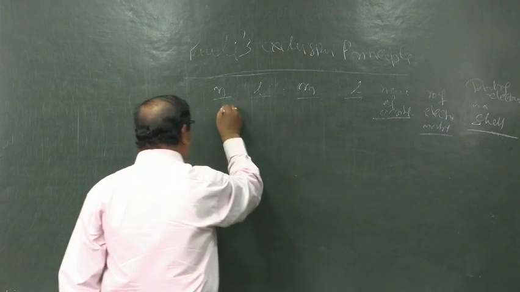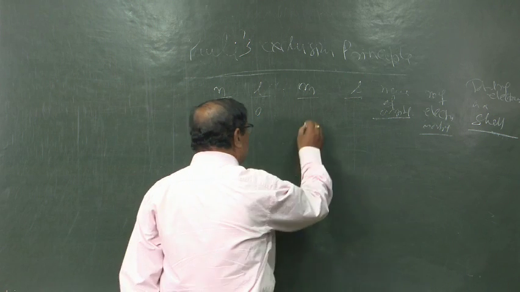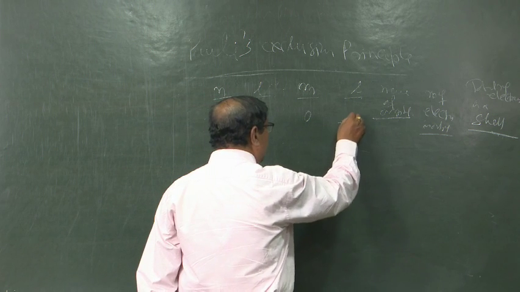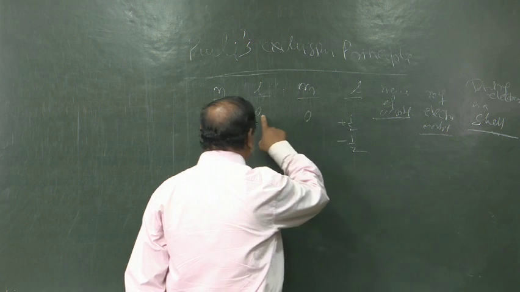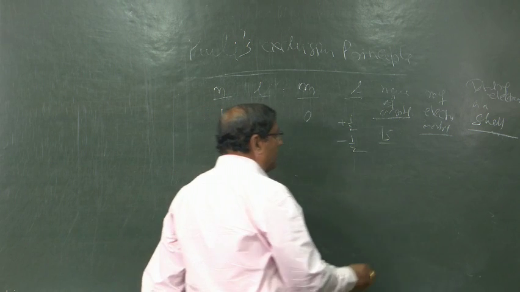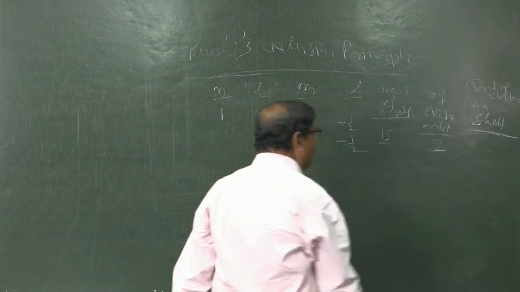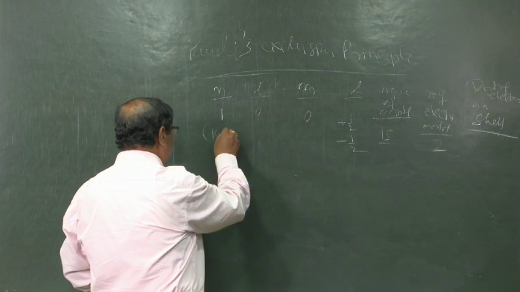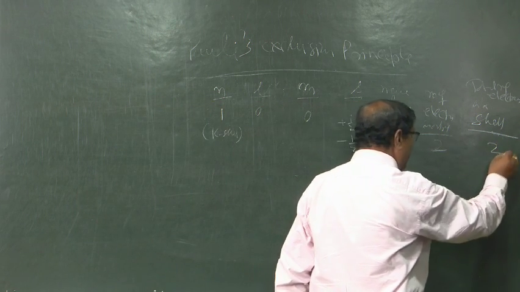Now n is equal to 1, then L will be equal to 0, then m will be equal to 0. So s may be plus half and s may be minus half. So what is the name of the orbital? Depending on L, that is the 1s orbital. So the number of electrons in the 1s orbital is 2. So the total number of electrons in the K shell, how many electrons in the K shell? That is equal to 2.